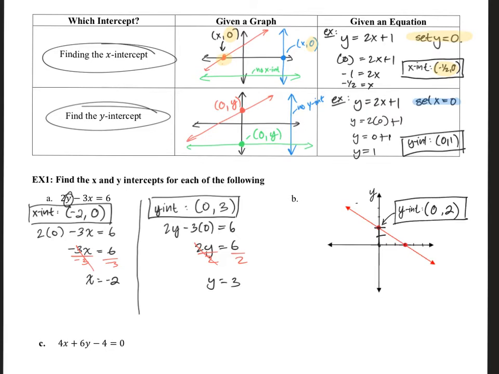Now the next one, we have a crossing right here. And that's going to be an x-intercept because it crosses on the x-axis. So the y value is going to be 0. So let's check the x values. We have 1, 2, 3. 3, 0.